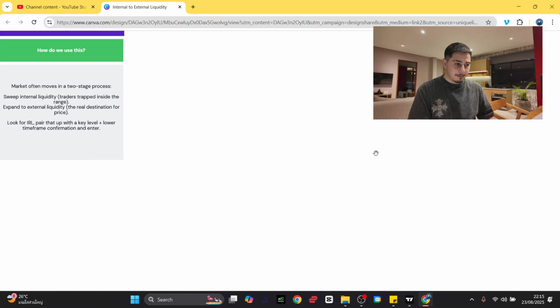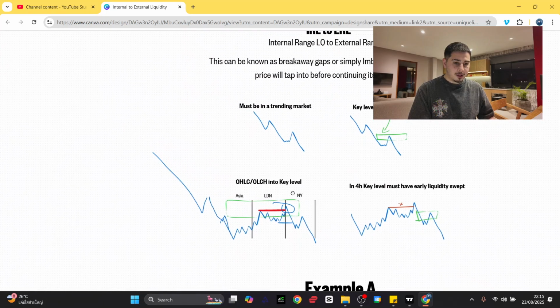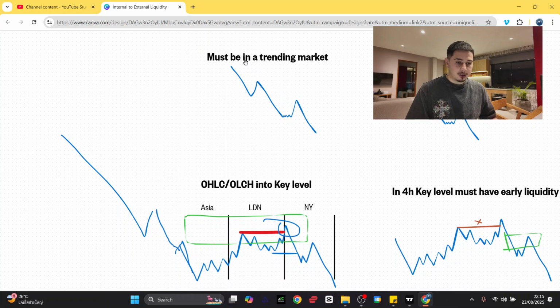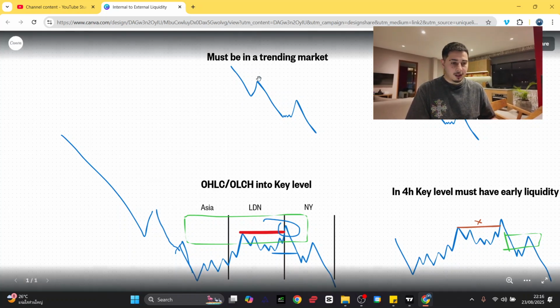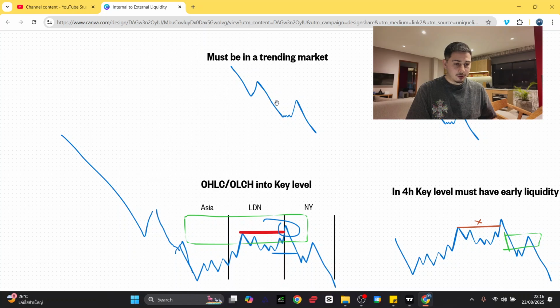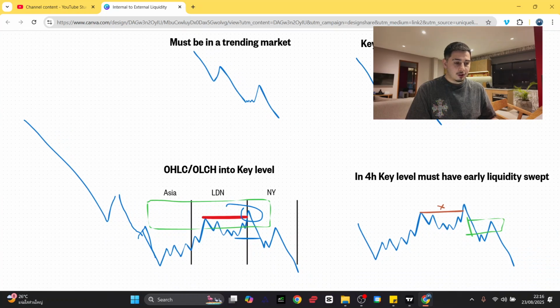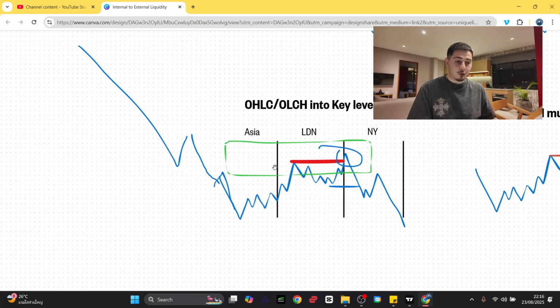So I'll give you a quick example just up here, but it's got to be in a trending market. So it might be, for example, making lower highs and lower lows, and this might be your internal liquidity in here. All right. So your key level in this instance, where it's sweeping some liquidity, might be this 4-hour or daily FVG. And this is what it actually looks like, okay? It might be like Asia's consolidating, London consolidates, New York sweeps the liquidity here above, taking the internal range liquidity, which is the red line, okay, in this green box.